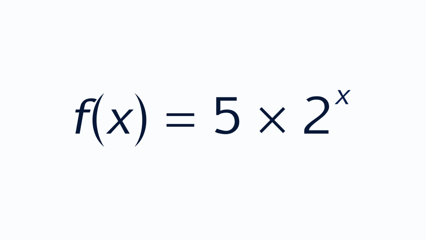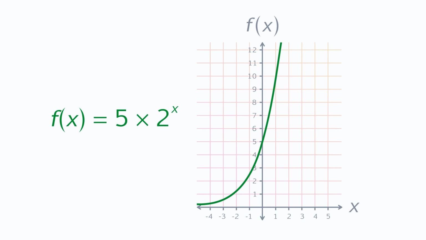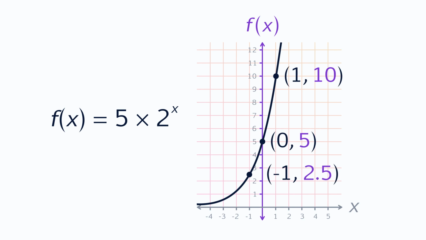The graph of f of x equals 5 times 2 to the power of x looks like this. Let's study this graph. First, look at the y-intercept at 0, 5. The y-coordinate is 5, which is the initial value a. Also, when x increases by 1, the function value doubles. This is because the base b is 2. Notice how quickly the function increases.